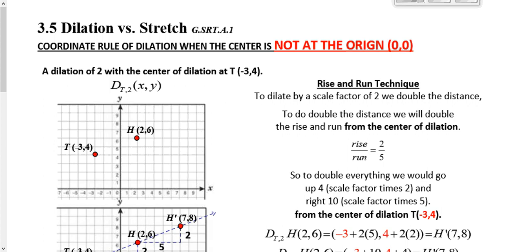And if you get lost, I want you to think of what we did in the plane in the last section. When we dilated at some point, not the origin, we took the original rise and the original run and multiplied that by the scale factor and made that the new distance from the origin, rise and run, okay? So let's do it algebraically. So now this is not at the origin, okay?